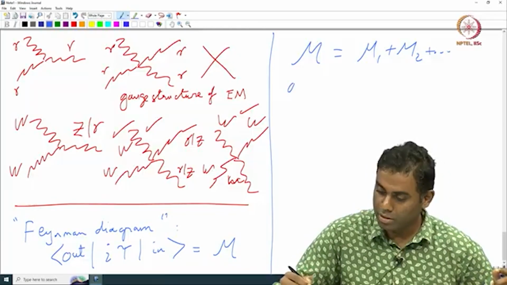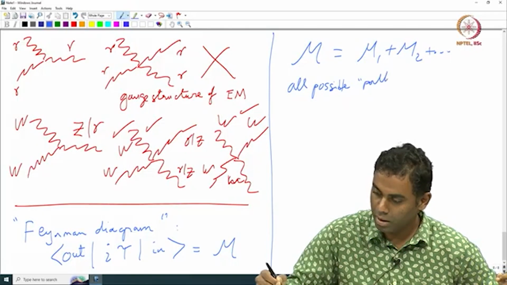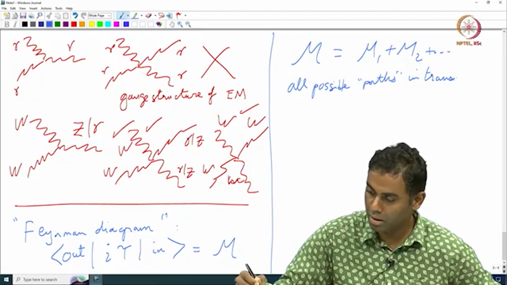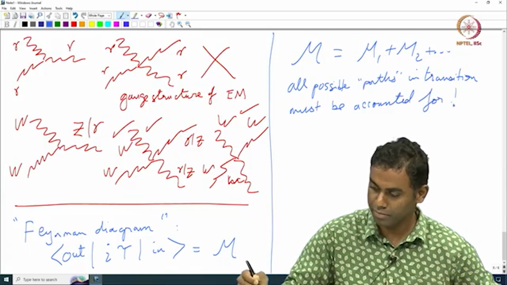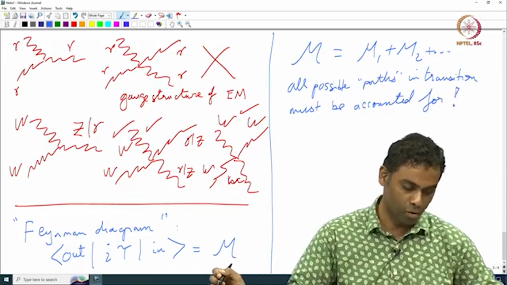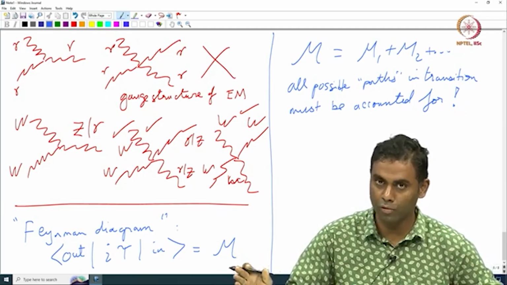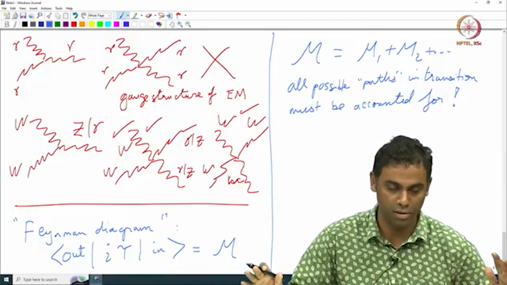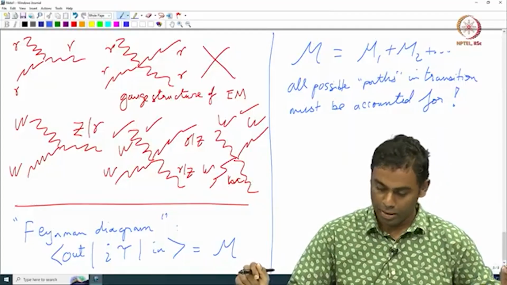So, that means all possible paths in the transition must be accounted for. Okay. So, in a certain process, if I want to go from some initial state to final state, I have to account for everything that is possible that is given by the Lagrangian. Okay, and we will see what this means in a pictorial form.